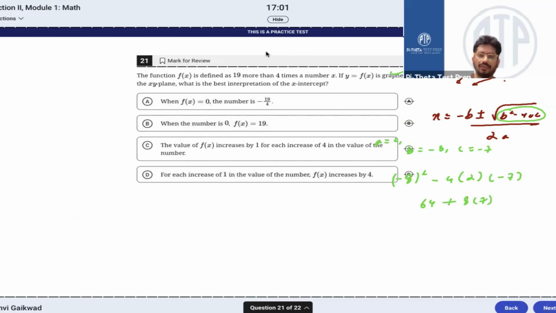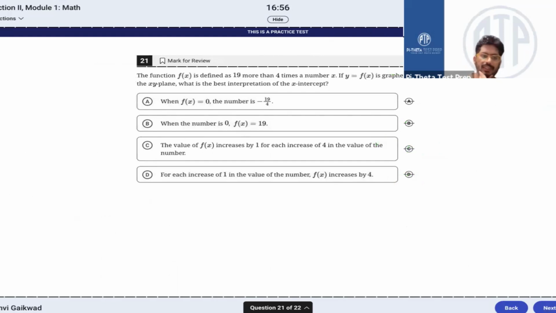Question number 21. The function f of x is defined as 19 more than 4 times x. Try to write what they are telling you. They are simply telling you that the function f of x is 19 more than 4 times x, so it is 4x plus 19. Now, if y is equal to f of x is graphed, what is the best interpretation of the x-intercept? X-intercept is nothing but when y equals 0. So I can say 4x plus 19 equals 0, so x is equal to negative 19 by 4.